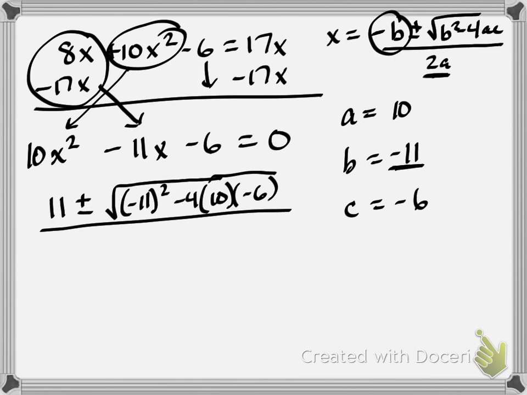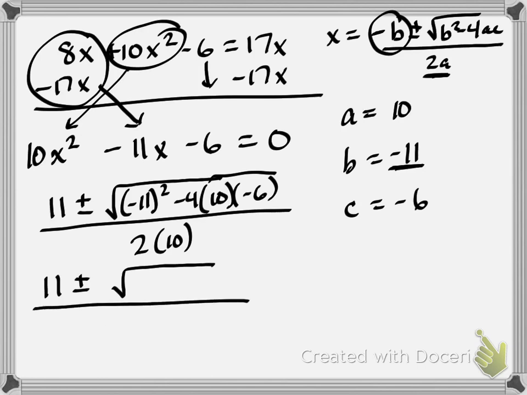And then for the bottom, we have 2 times a, but a is 10. So we have that right there. So what we have here is 11 plus or minus the square root of, and then 2 times 10 on the bottom is 20. I'm going to pause for a second and do some calculations underneath the square root.